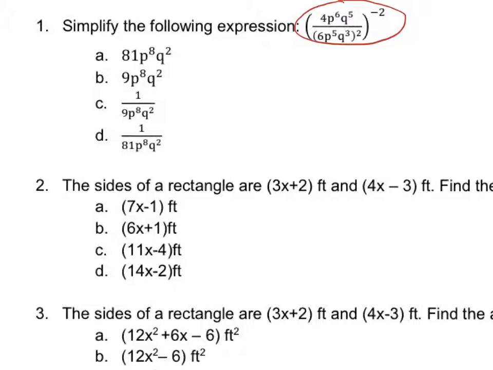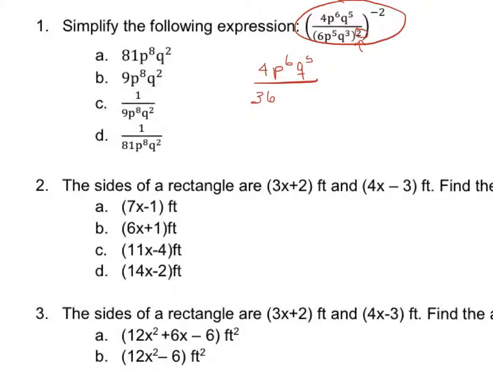Well, I'm going to start on the innermost set of parentheses. If you notice, it says to square that stuff, and that'll help eliminate some of the mess that we have. So let's see if I can write these things correctly. That's 4p to the 6, q to the 5th, over, and now I've got to square everything down there. So I square the 6.